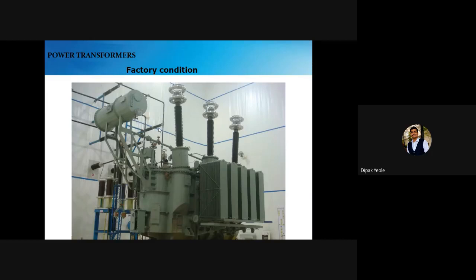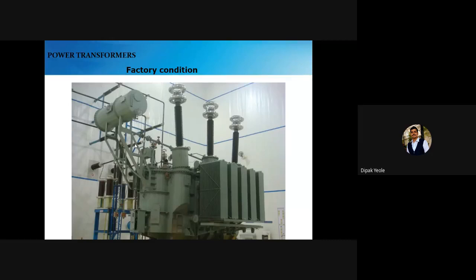And here, in between the conservator tank and the transformer tank, a Buchholz relay is mounted. The Buchholz relay is nothing but a type of protection which is provided for the power transformer. Now we are interested in some real pictures of a power transformer to get the idea of how the power transformer works.